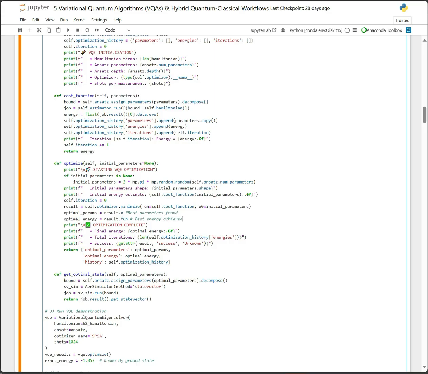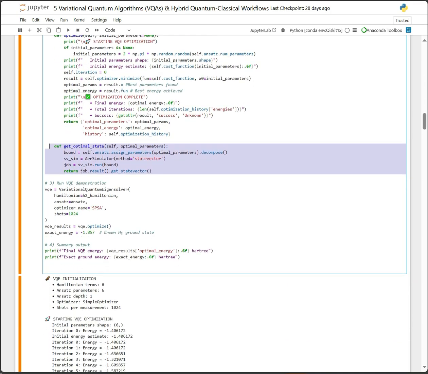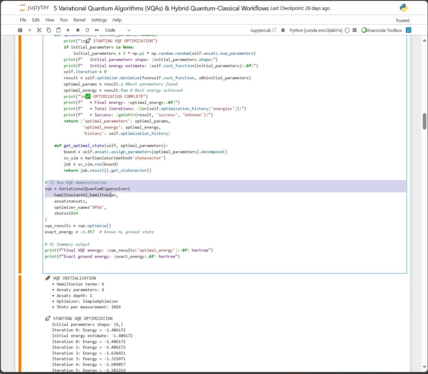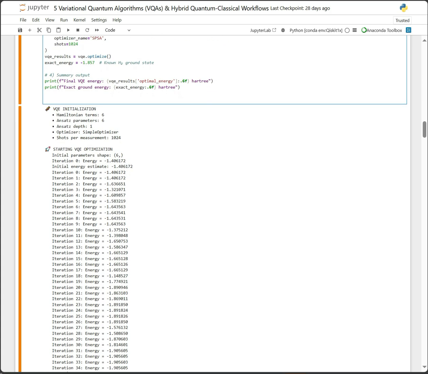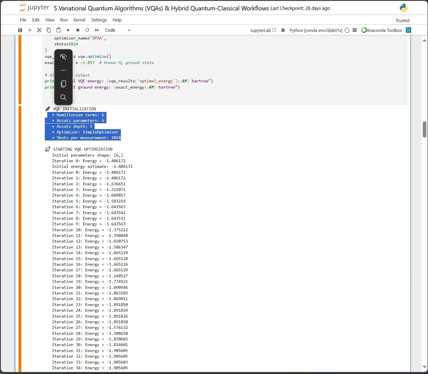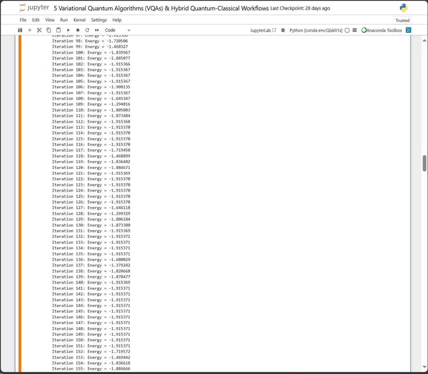And mainly that's it. Here I just print the results, and I add this method so you can get the optimal state too. For the VQE demonstration, you can just set it here and check the results on how the energy is converging. There's some analysis on how the circuit is looking. Here you get some of the iterations.